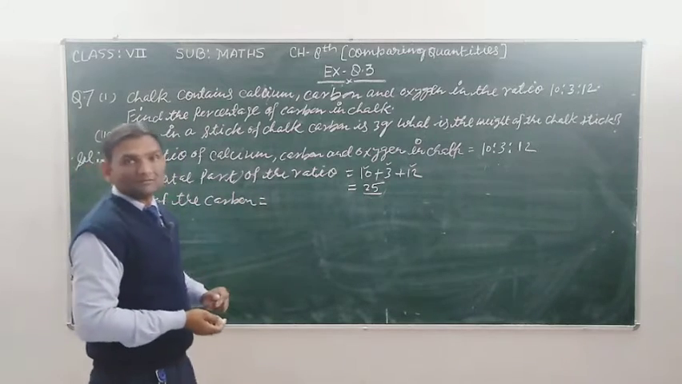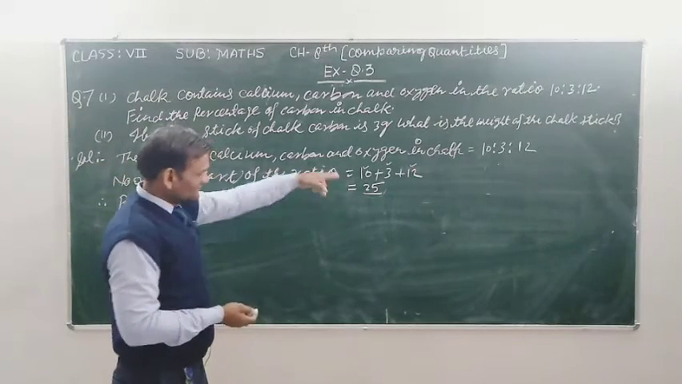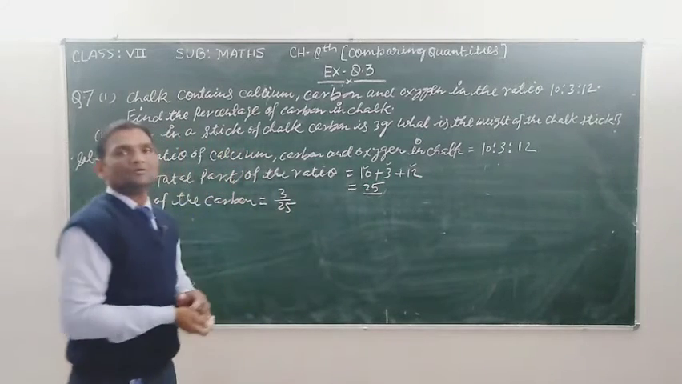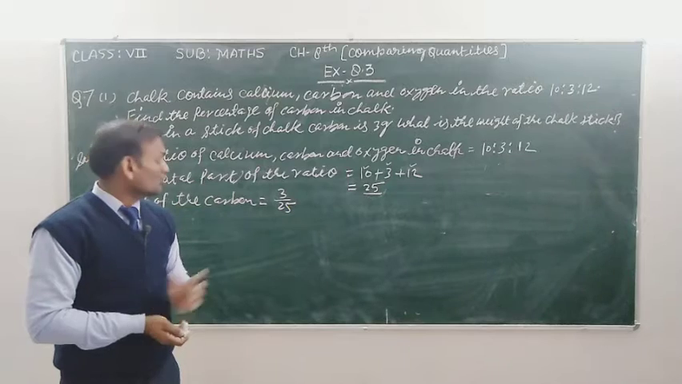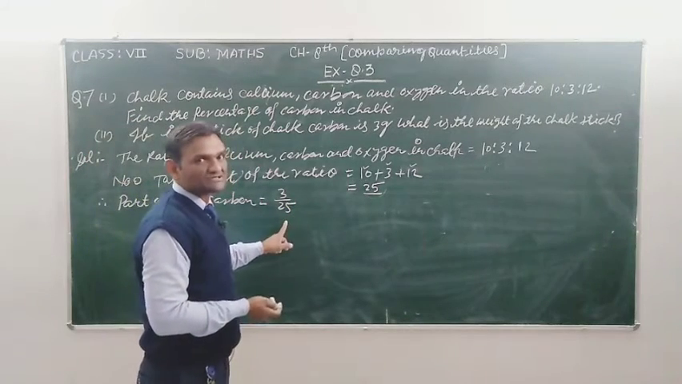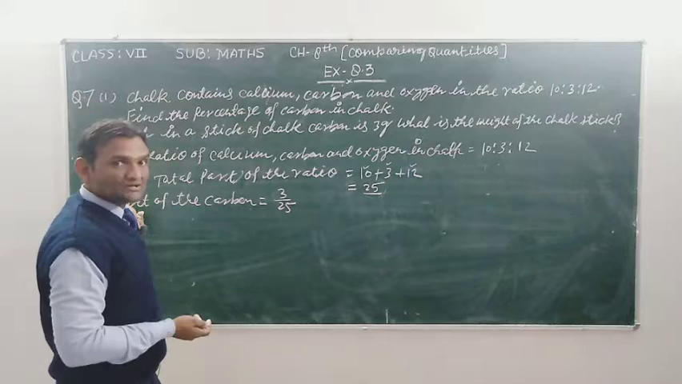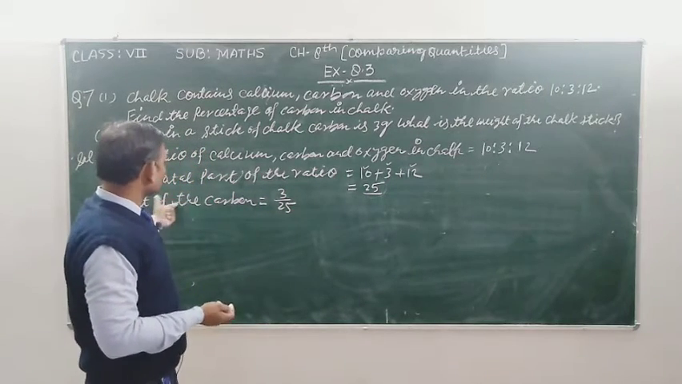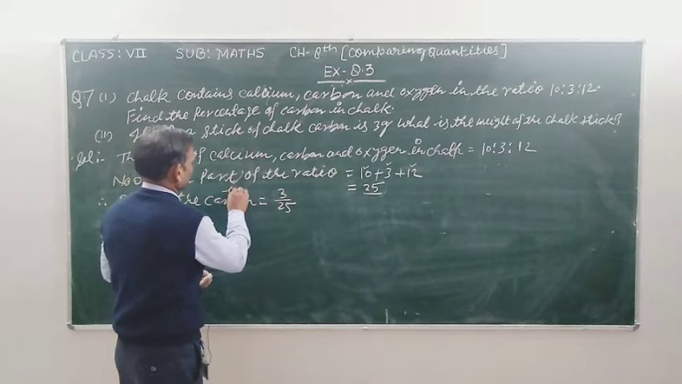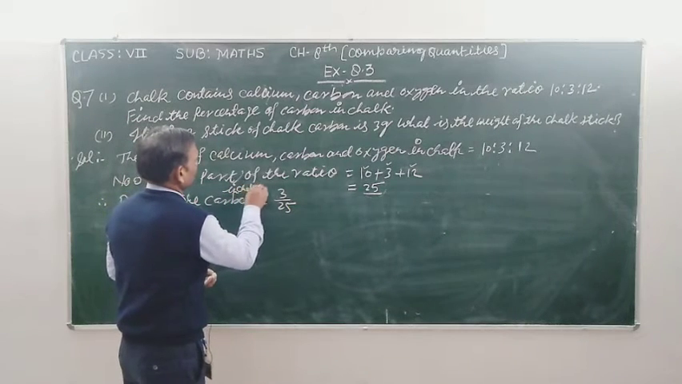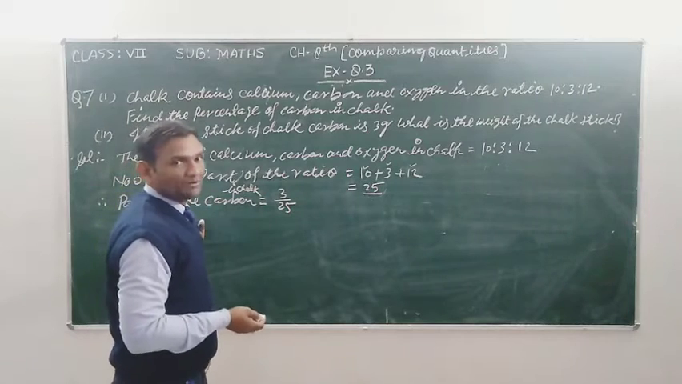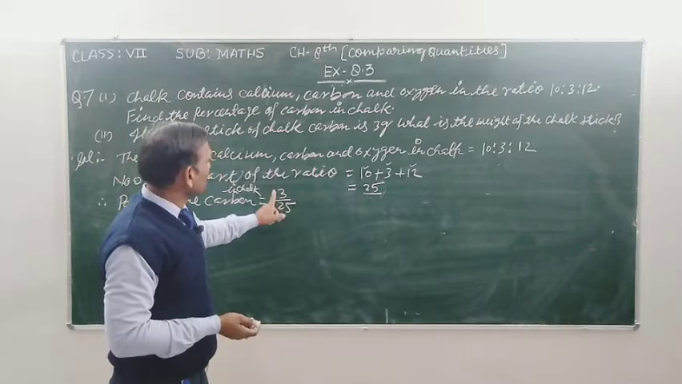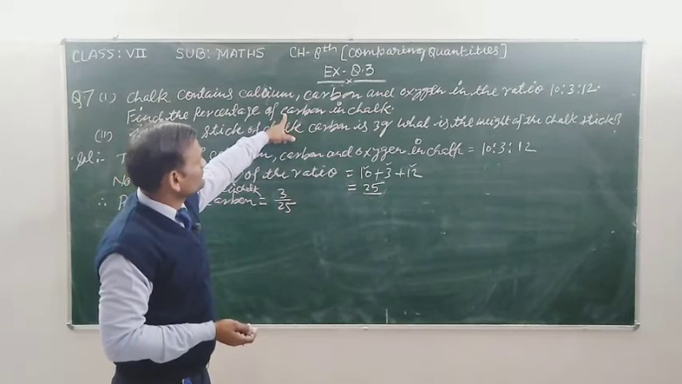Part of the carbon, how can you find out? 3 upon 25. How? What is the meaning of this fraction? Part means fraction. Part मैंने फाइंड आउट किया, किसका? कार्बन का. Part of carbon in chalk. चाक में कार्बन का पार्ट क्या होगा? 3 upon 25 means out of 25, 3 part is carbon, you know.